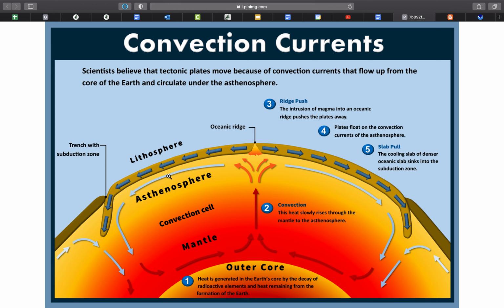But as simple as that sounds, this happens on a very, very large scale all around the world underneath the lithospheric plates, and scientists believe that this causes all those plates to move and interact with one another in different ways, and has for some time here on planet Earth.